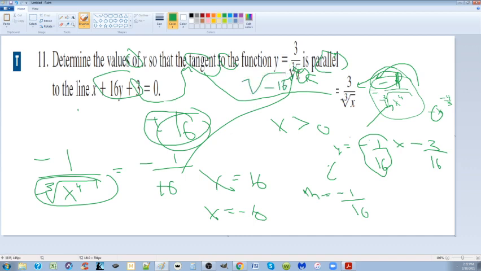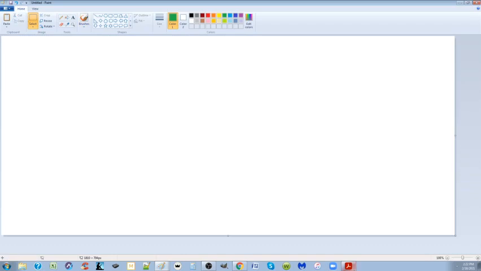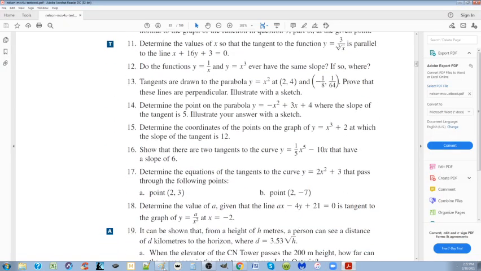A negative can have a cube root. A negative cannot have a 4th root or a 2nd root, or square root. I rambled on there, sorry. Okay, let's continue.